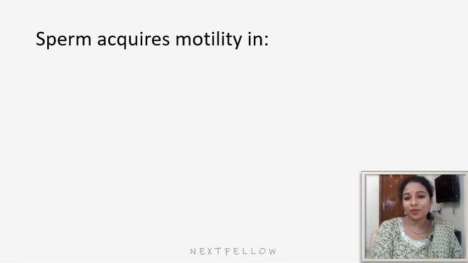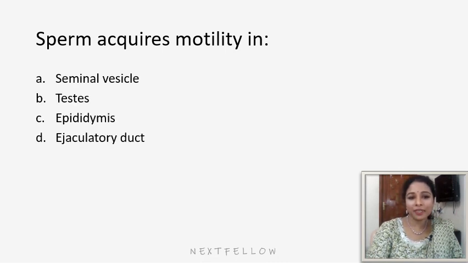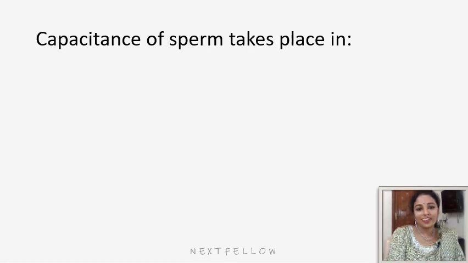So let's see some questions related to this topic. Sperm acquires motility in: seminal vesicles, testis, epididymis, ejaculatory ducts. So obviously in the epididymis. Sperms undergo maturation and gain their progressive motility in the epididymis and are stored there until ejaculation. Let's see the next question.